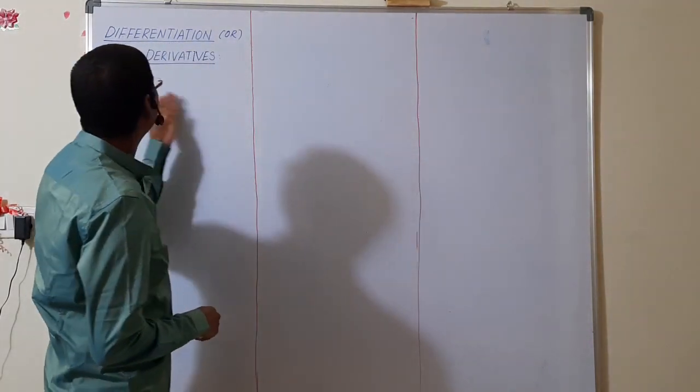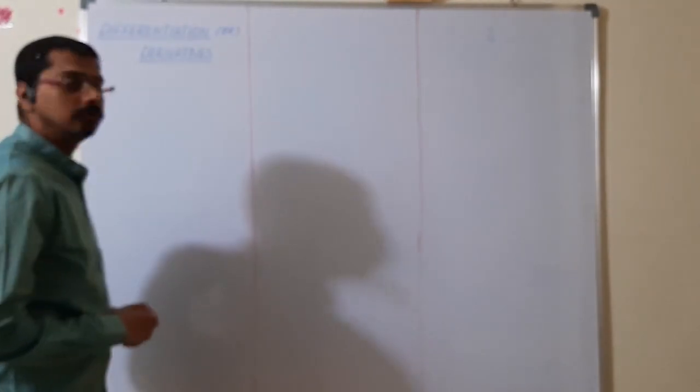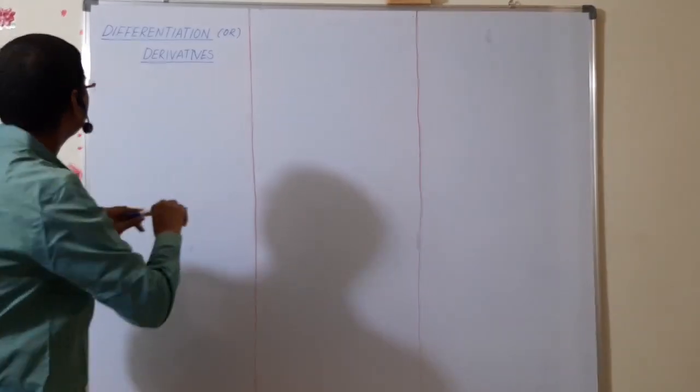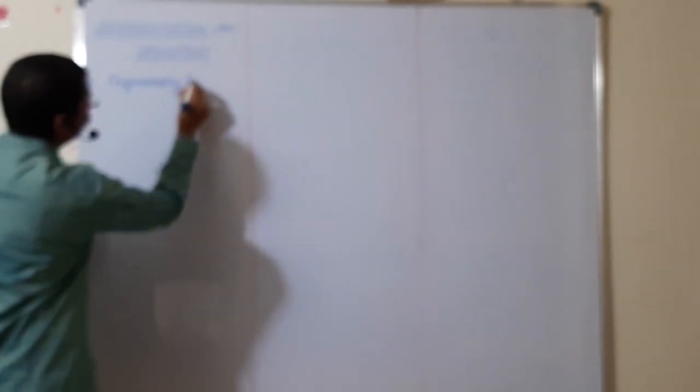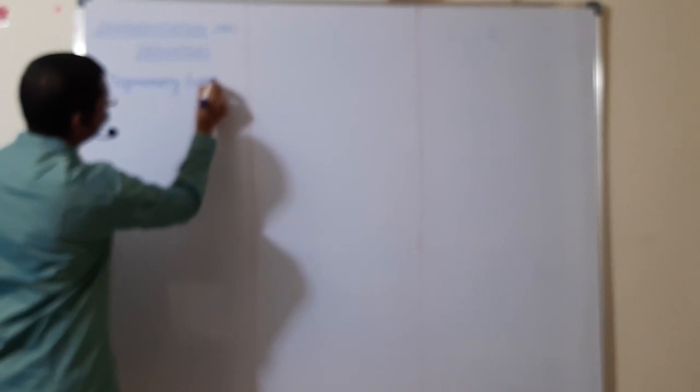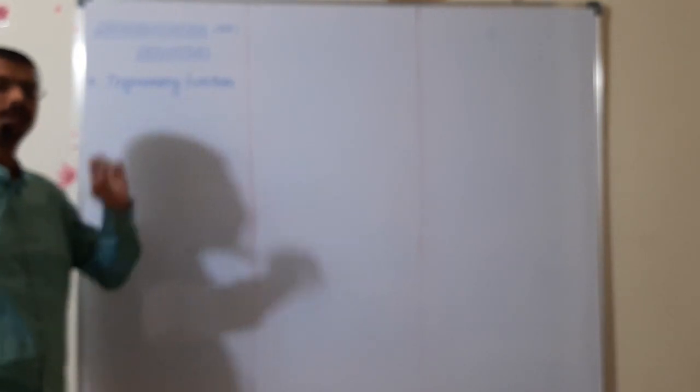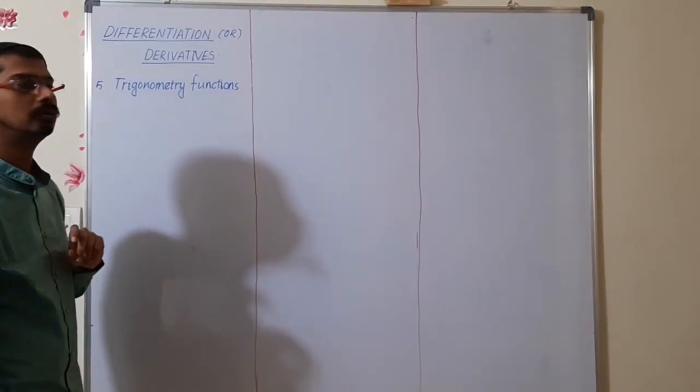We are going to continue the derivatives. The up to 4 rule we have discussed successfully. Now the fifth one we can say is trigonometry functions. In these trigonometry functions, how do we have to deal?